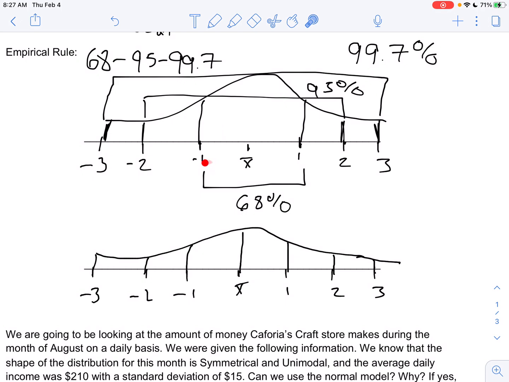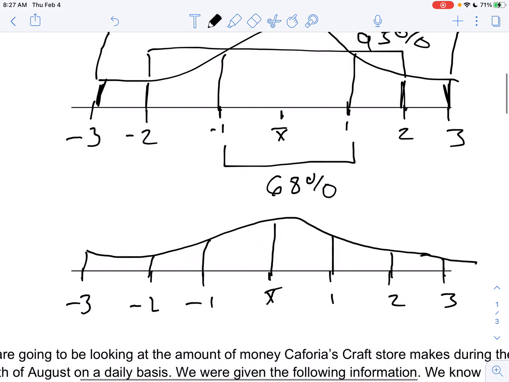Well, we know from -1 to 1 standard deviations away, it's 68% of our data. So this chunk is 68%. What would be these two chunks? Well, we're distributed evenly on both sides, so this 68 needs to be distributed evenly here and here. So in this chunk, we're going to have 34%, and in this chunk, we're going to have 34%.